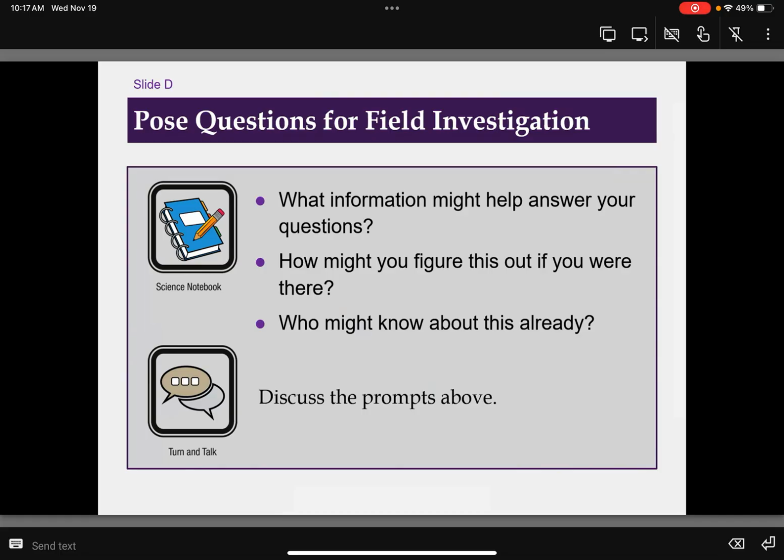I'll give you about a minute and a half to discuss these at your table. I don't know if there's any place to jot these down. Not really, so just discuss them. You could put them on a Post-it. What information might help answer your questions?